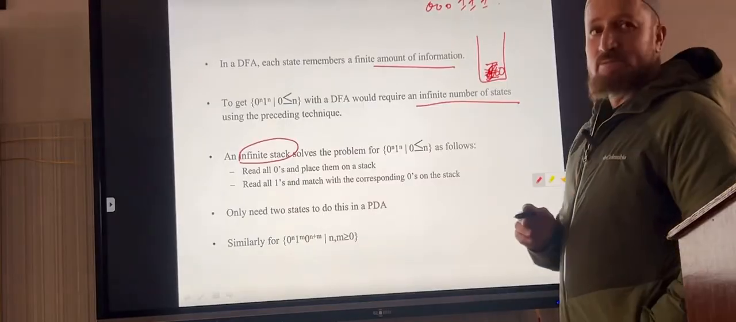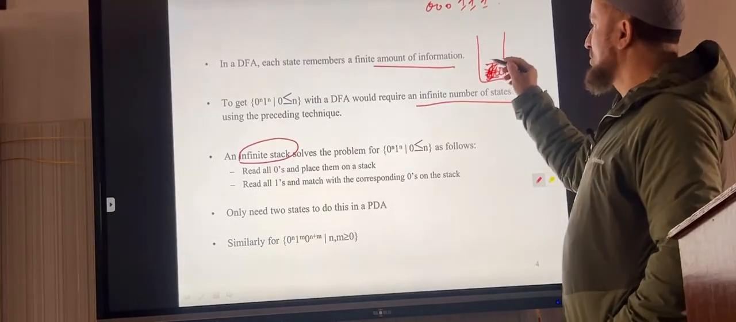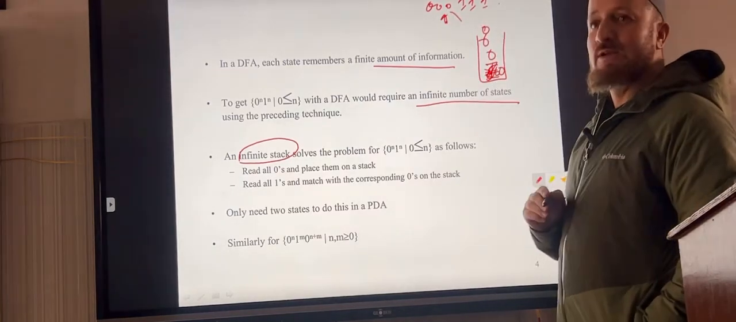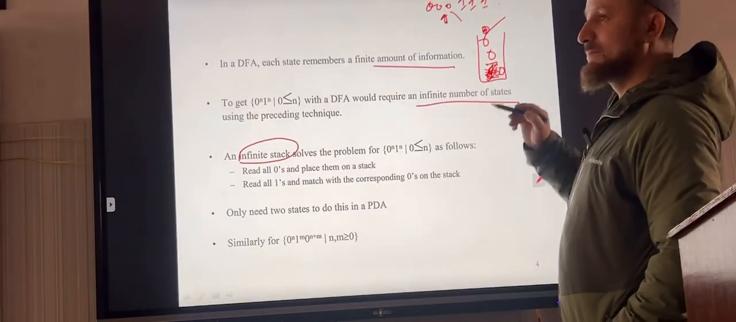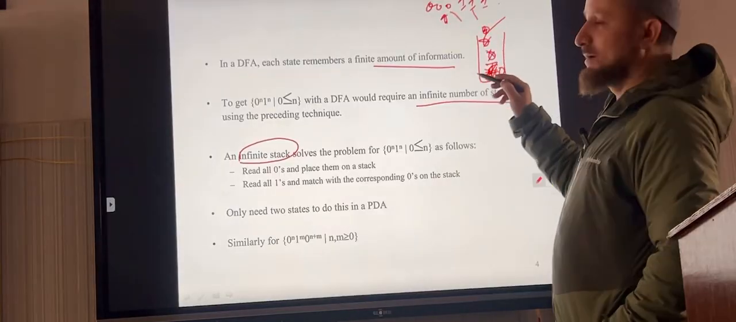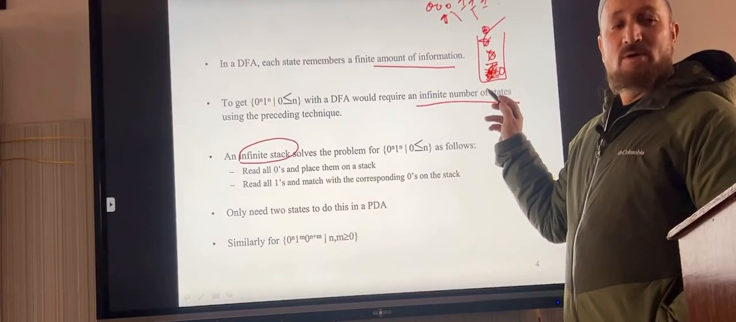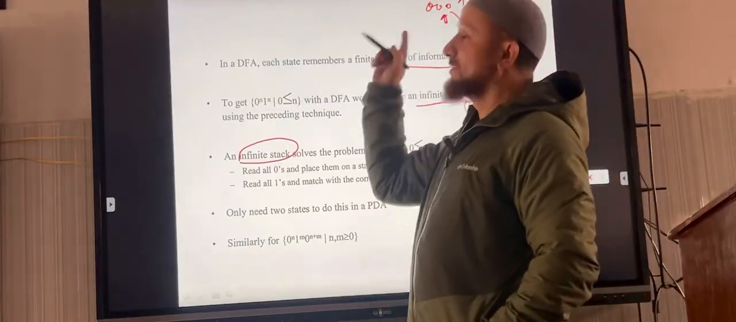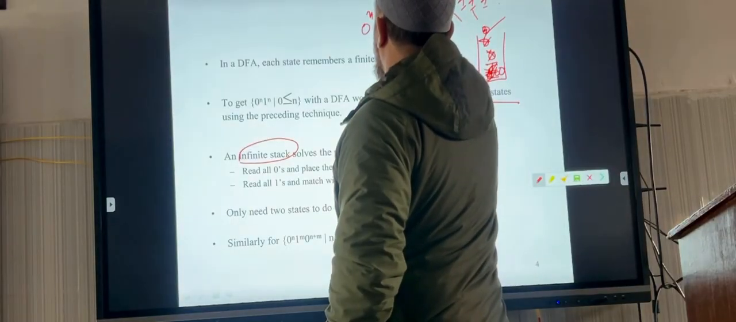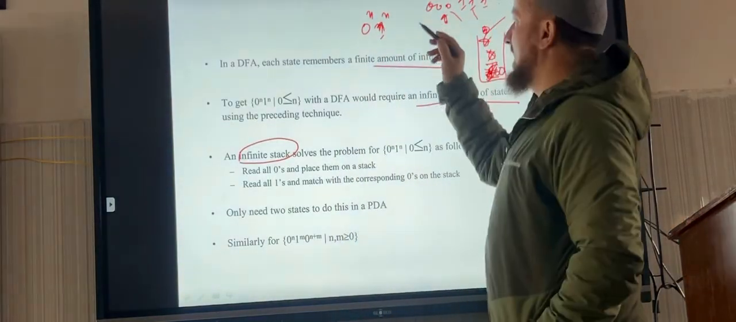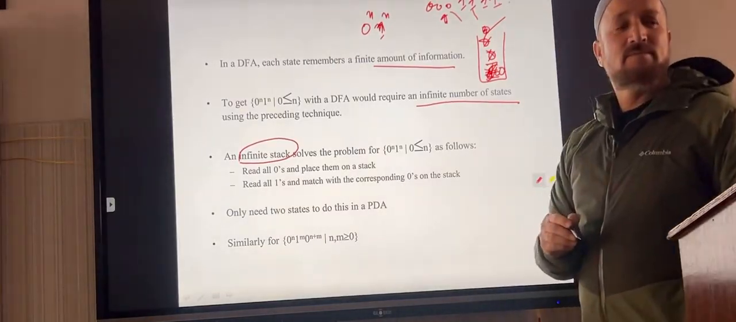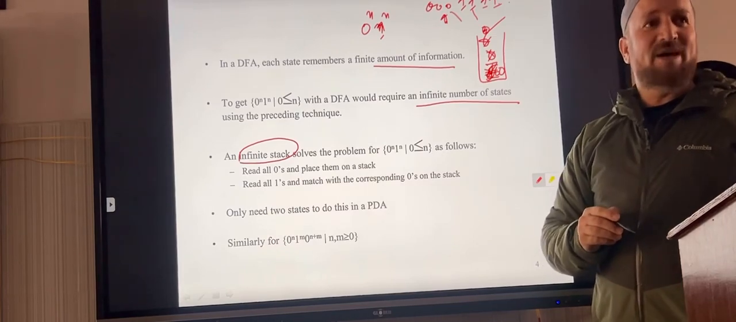Okay. If 0 comes, push it on the stack. Another 0 comes, push it on the stack. Another 0 comes, push it on. 1 comes, pop it. 1 comes, pop it. 1 comes, pop it. What is it now? That means this string will be accepted. It belongs to 0 raised power n, 1 raised power n, because here n was 3. Okay? If maybe I have one more 1, it should not be accepted, right?